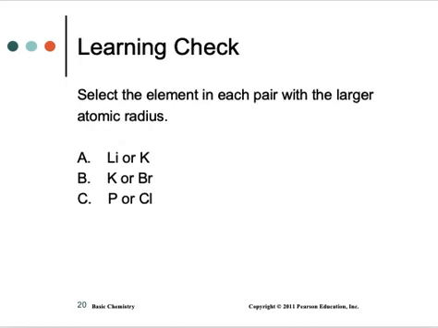Okay, so which one is bigger? Lithium or potassium? Well, they're both in group 1. Lithium is higher, potassium is lower. Potassium has more shells, so potassium would have a bigger atomic radius. Okay, how about potassium or bromine? Potassium's in group 1, bromine's in group 7 in the same row. So therefore, potassium would be bigger, bromine would be smaller.